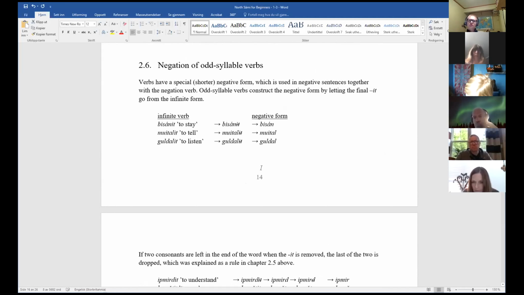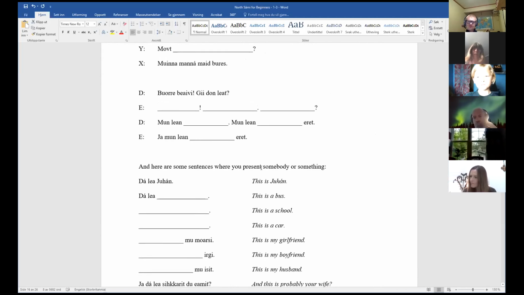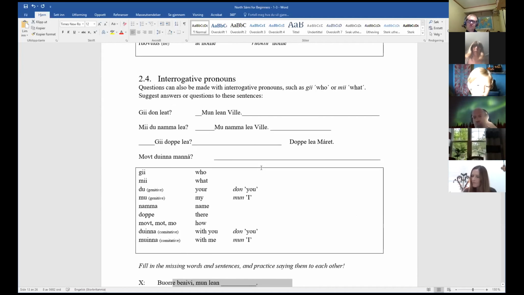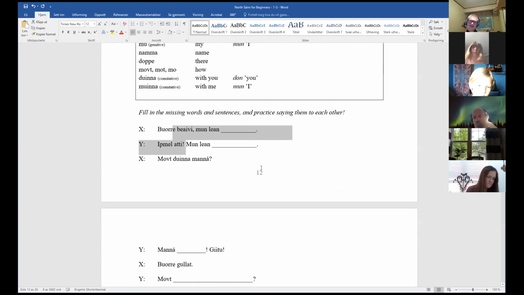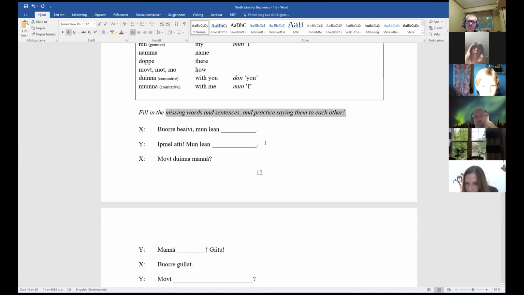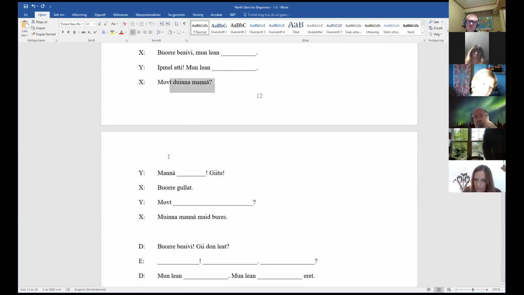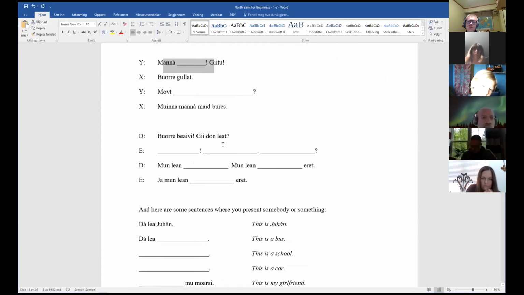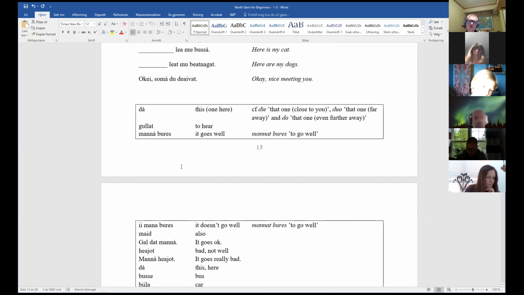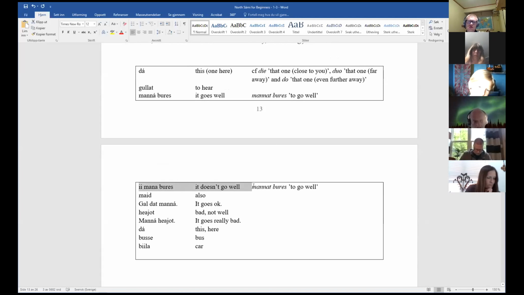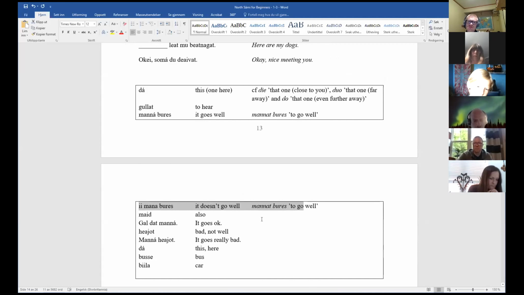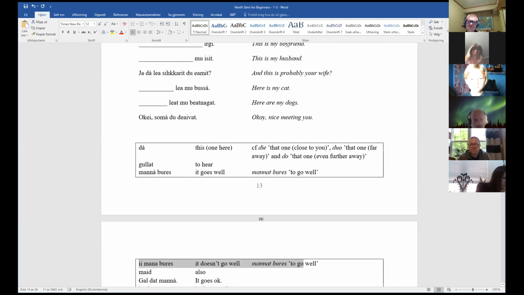But we take a short, I scroll up here to number 224 that we started working on. If you can continue, fill in the missing words and sentences and practice saying them to each other. Vuorepäivi, mon län, ipmelatti, mon län, motuina manna, manna, pures, or do we have another version, another possibility here? I mana pures. It doesn't go well. I mana no pures. It doesn't go so well.